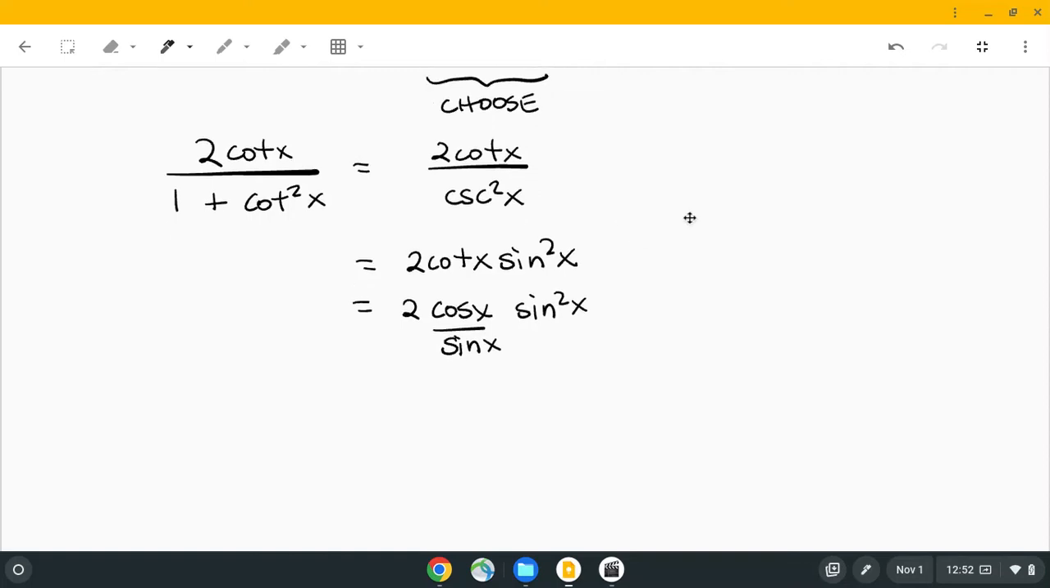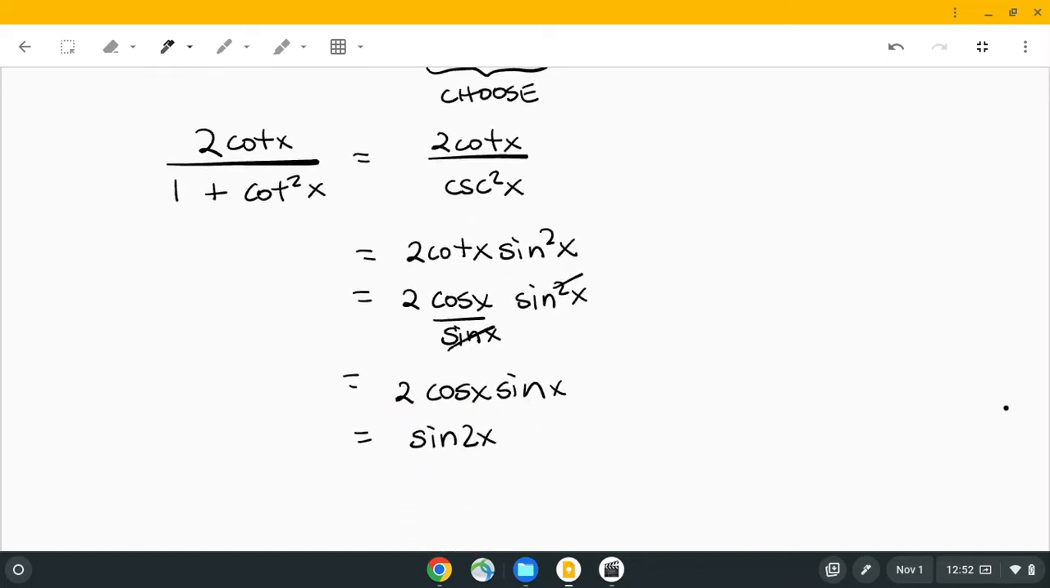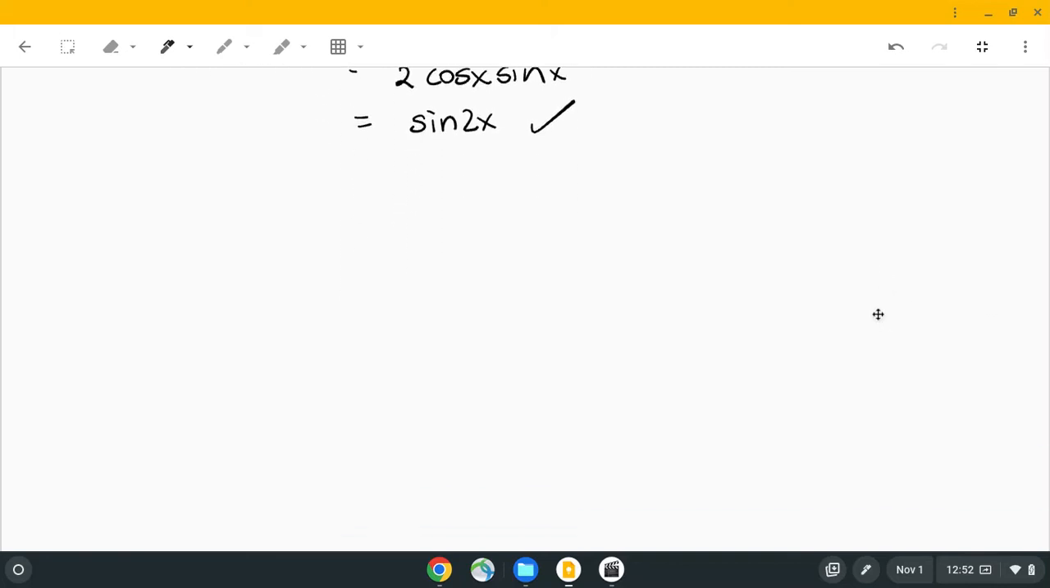Okay. And then here, one of these will cancel with one of these. So I get 2 cosine x sine x, and that's our double angle for sine. Right? Yeah, double angle. Okay. Let's try another one.